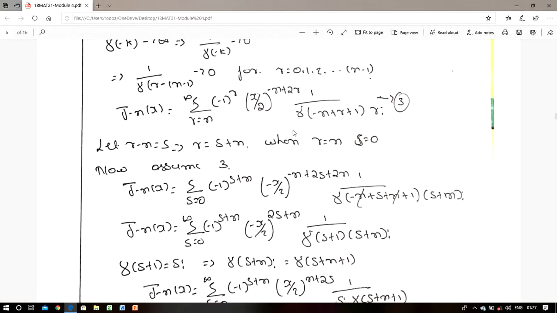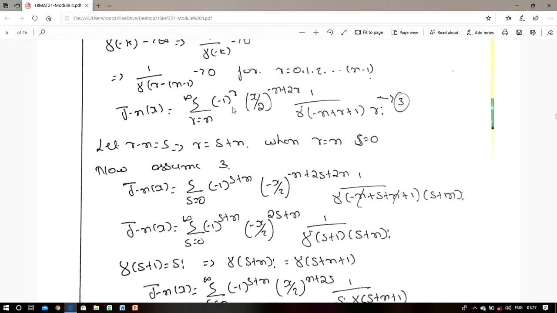Then r is equal to s plus n, where if r is equal to n, then s value is 0. Take r is equal to n, the terms become cancelled, then s is equal to 0.